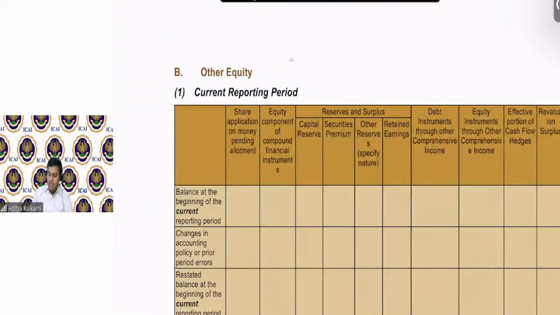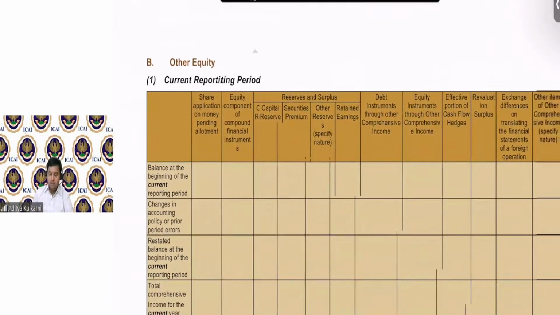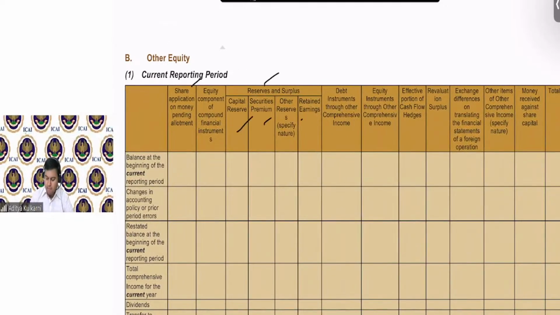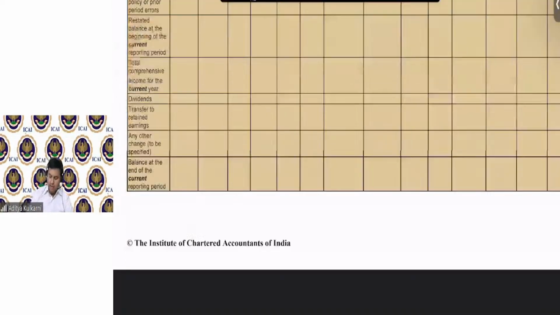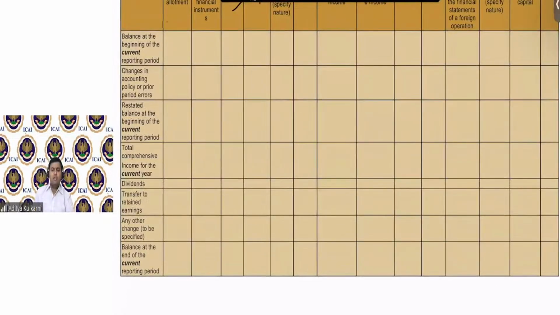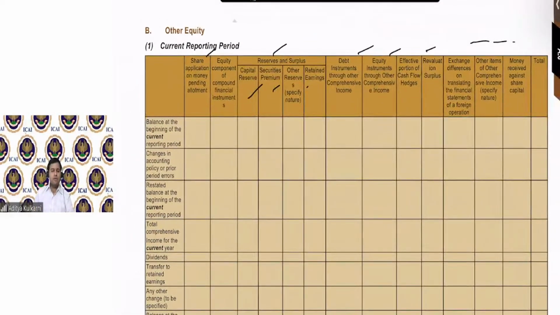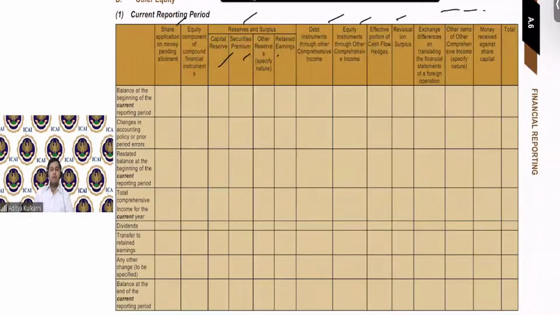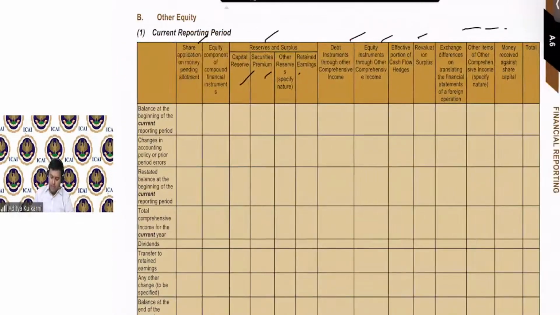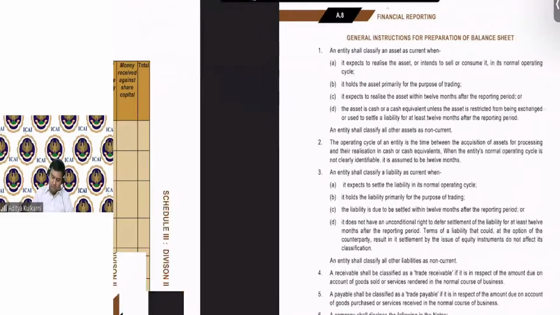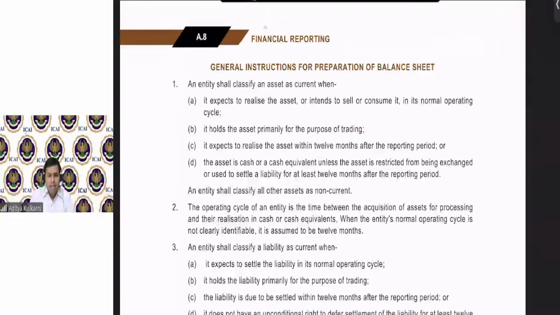And then other equity, you will present it for each item of reserves and surplus. It could be share application money, reserves and surplus, debt instruments, equity instruments, etc. All these items you will present in a similar manner. Okay, so this is something which you will present. You don't have to remember all these formats right now because what is applicable to you in the questions, only that is something which you will have to look into. Okay, so current period, previous period, you will have to do this. Okay, all right.